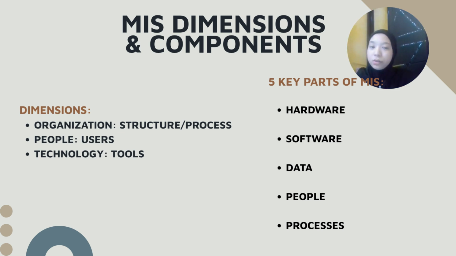So next we go to the five key parts of MIS. For the first one, which is hardware. These are physical tools like desktops, laptops, mobile devices, and servers. They provide the platform for all MIS operations. The second one is software. Software refers to the programs and applications that interpret and process data. Examples include accounting software like QuickBooks or customer databases like Salesforce.